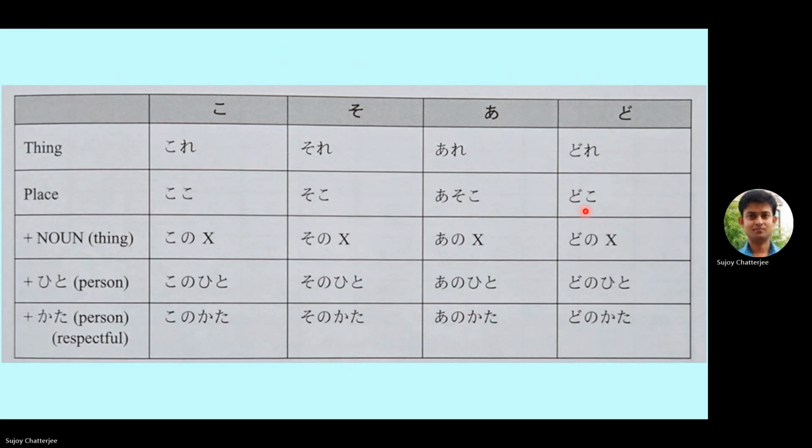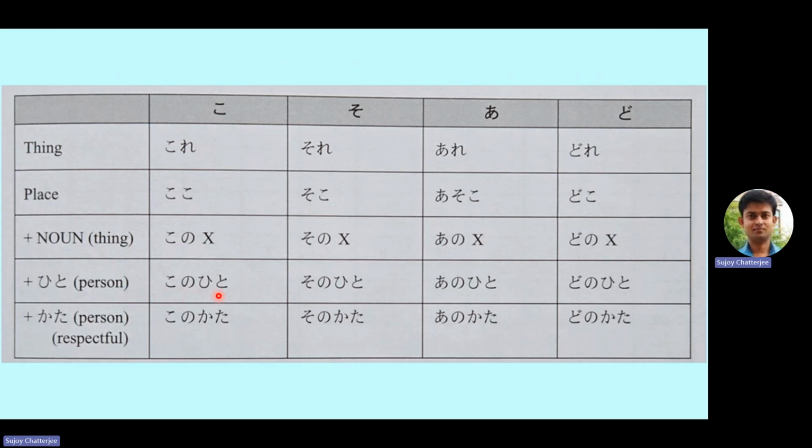Then the other one is the kono series. The kono series is basically the demonstrative plus a noun. That means it is qualifying the noun, so this is kind of an adjective. So kono x means this x, sono x means that x, ano x means that x over there, and dono x means which x.